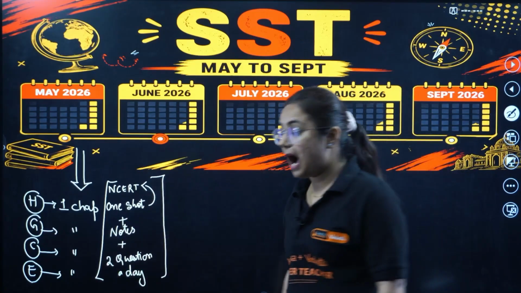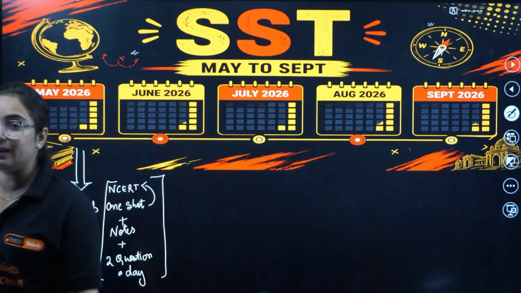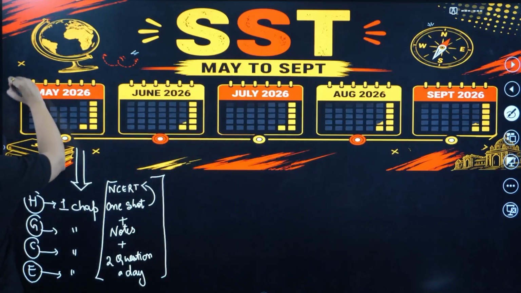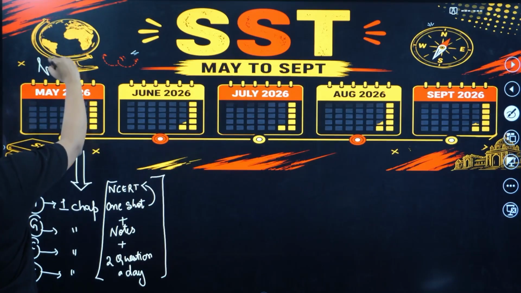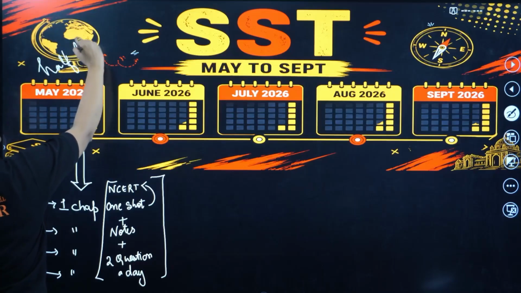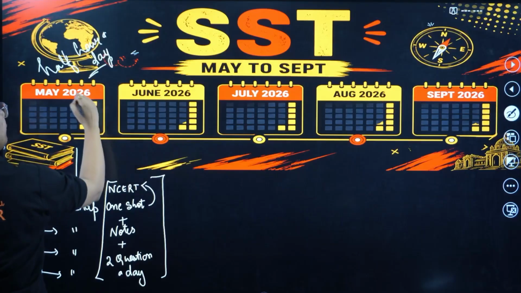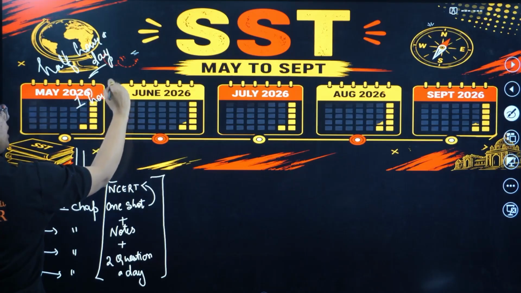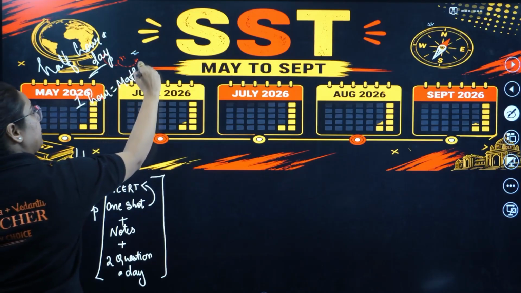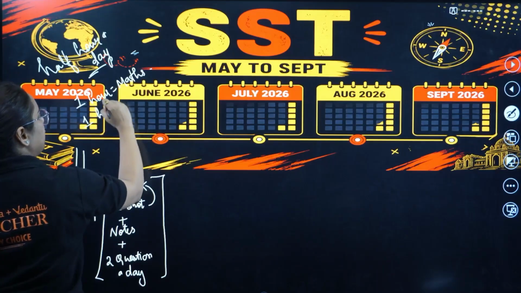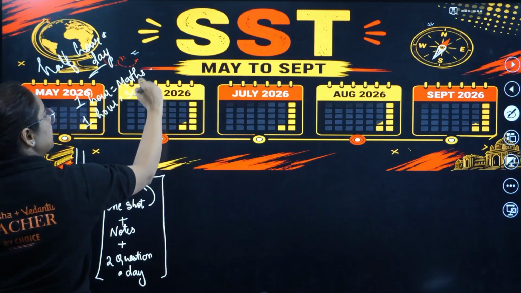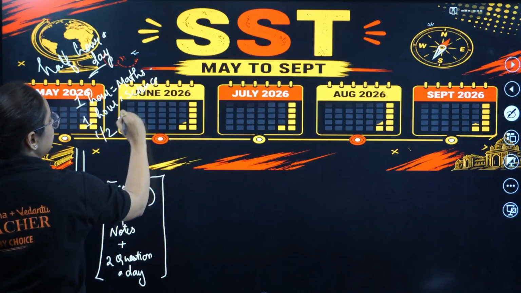Right? Ma'am, how long do we need to study for this? Just half hour a day. I just need your half hour a day. That's it. That's enough for SST. Give 1 hour for maths, 1 hour for science, and just half hour for SST.